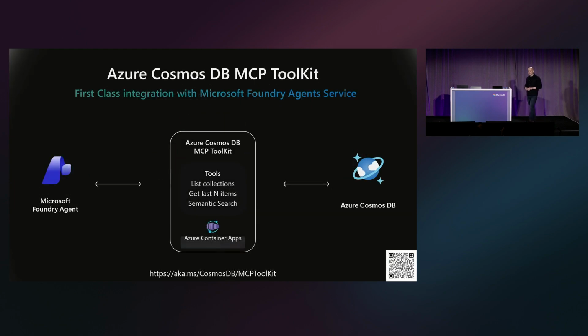And then finally, we also launched at Ignite the Azure Cosmos DB MCP Toolkit. So MCP servers will be the premier way for agents in Microsoft Foundry Service to interact with various other services external to your agent, right? And Azure databases are no different. We've brought a MCP server that you can host yourself in an Azure Container App to be the interaction point between your agents in Microsoft Foundry Service and Azure Cosmos DB. So you can enable retrieval scenarios and semantic search and more.